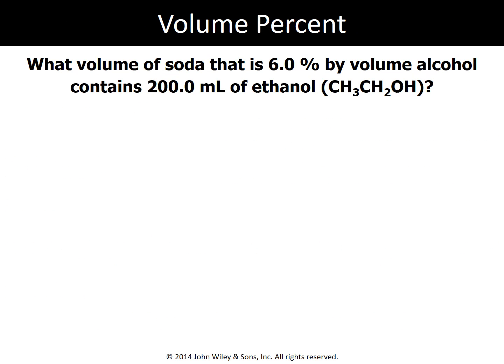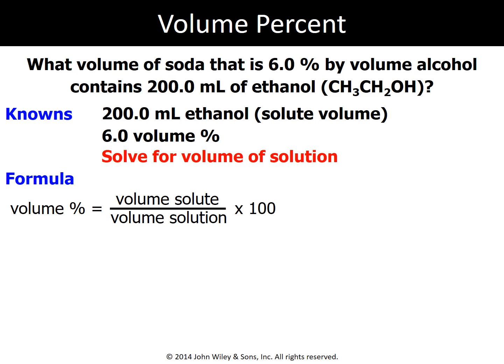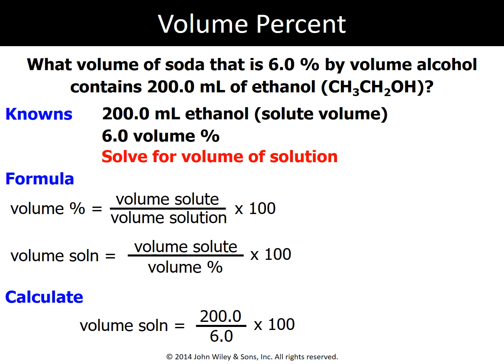What volume of soda that is 6% by volume alcohol contains 200 milliliters of ethanol? Same thing with these, same setup. We're going to look at our volume of solute over volume of solution. Here we'll rearrange to solve for the bottom. Put in our numbers, 200 divided by 6 times 100, giving us 3,300 milliliters of soda.